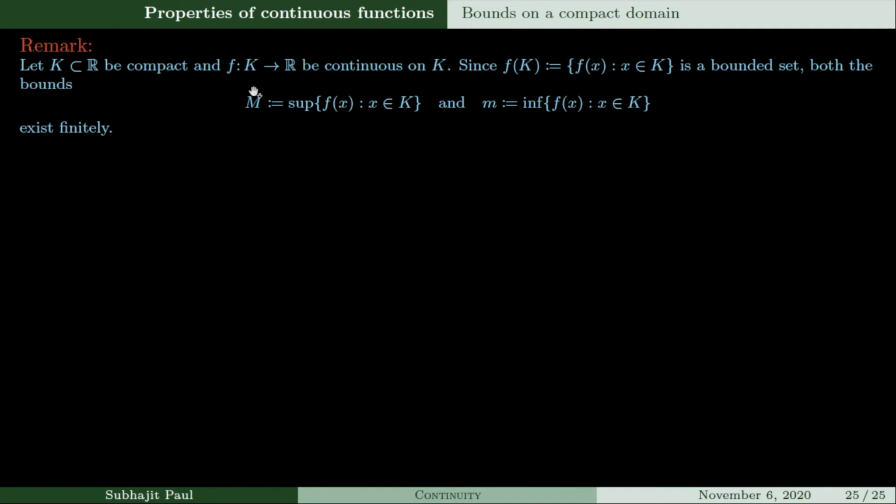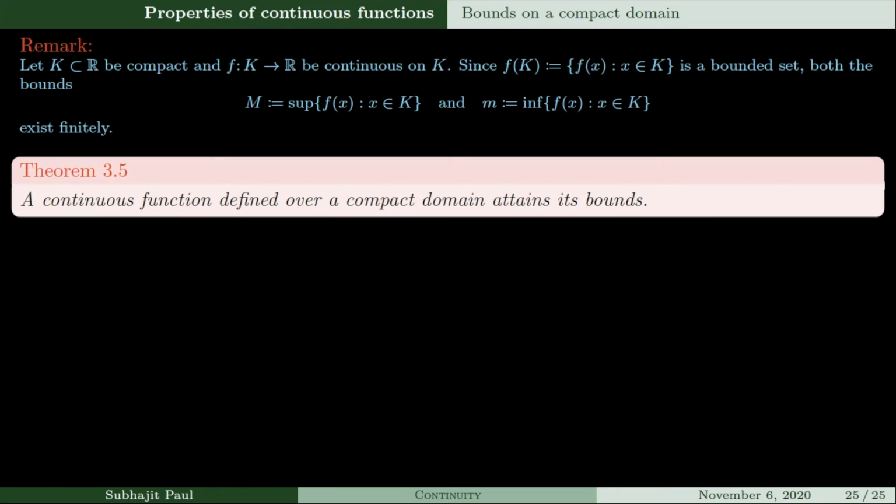The second remark: let K be a compact subset of R and let f be a continuous function defined on K. Since f(K), which is the range of f on K, is a bounded set by the earlier theorem, both the bounds, the supremum of f(x) over K and the infimum of f(x) over K, exist finitely. In this line, our next theorem says a continuous function defined over a compact domain attains its bounds. This theorem has a major application in optimization problems. A continuous function attains its bounds.